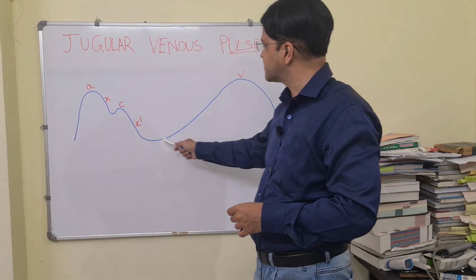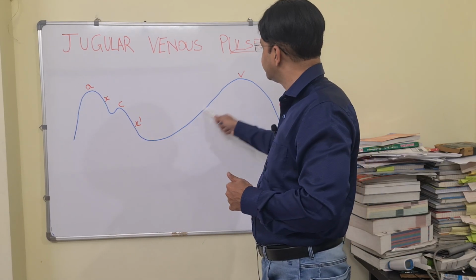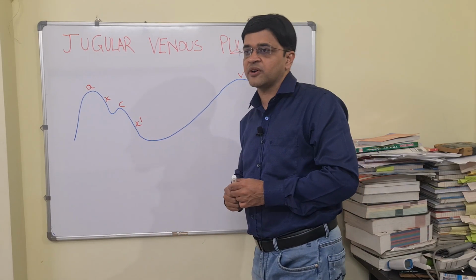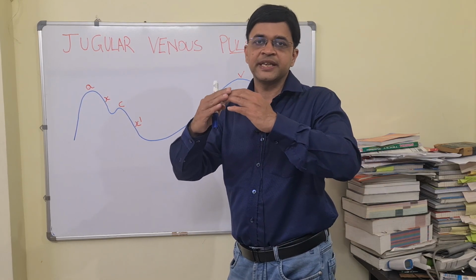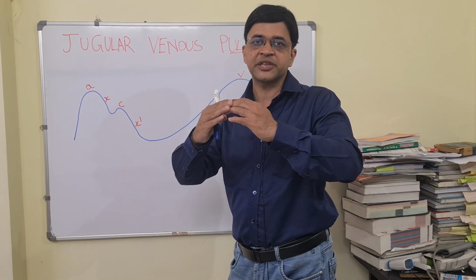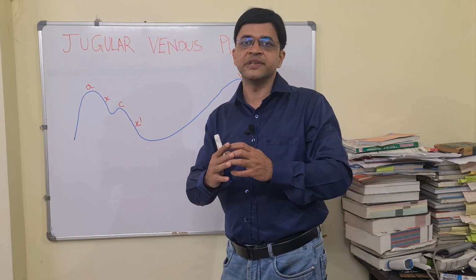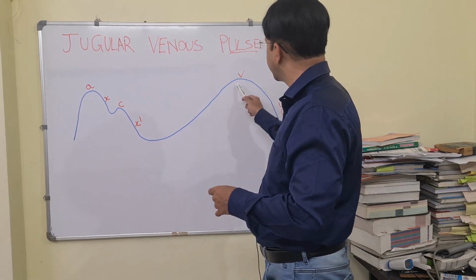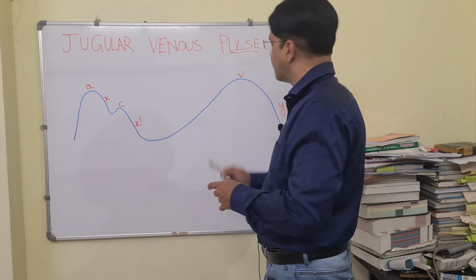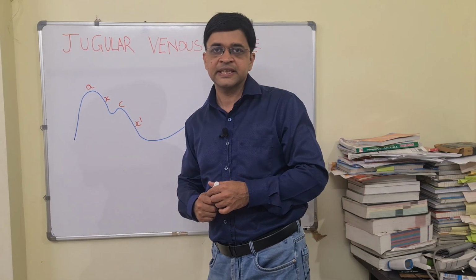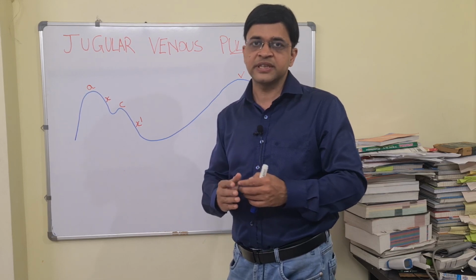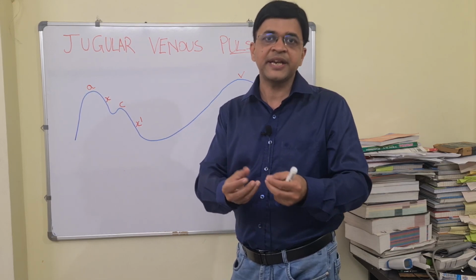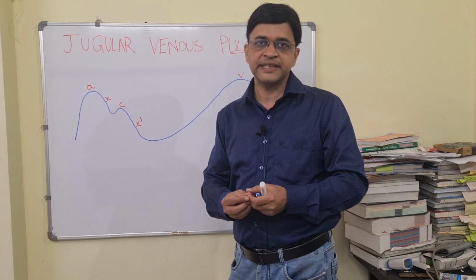Now coming to our next wave, the V wave. V wave is because of the filling of atria. The atrial filling leads to the increase in pressure, which leads to V wave, right? And after that we have our Y descent, right? What is Y descent due to? The Y descent is because of the passive emptying of atria, right?